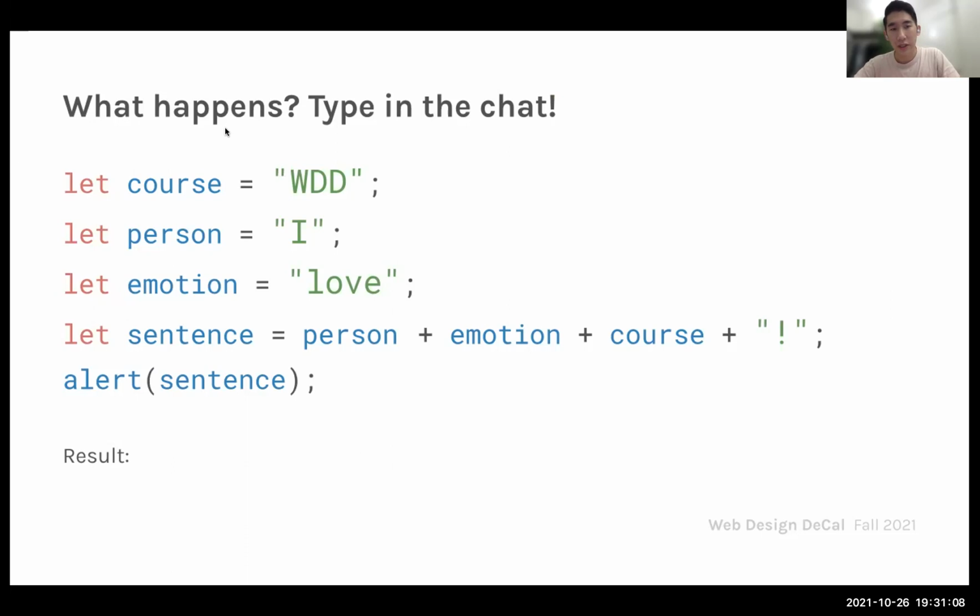So for this particular question, can someone type in chat, or I guess a couple of you, anyone that has any ideas, what you think this alert will output? Just like we had earlier, this sentence is now a variable. That's some concatenation of multiple variables that all represent strings. So can someone type what alert sentence would output, what that little pop-up would say on our webpage?